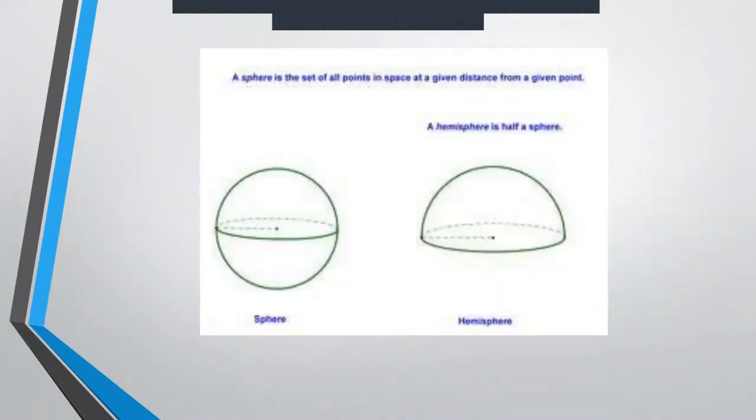So here is your sphere, completely done, and here is your hemisphere. If the sphere is in solid form, then the hemisphere will have the total curved surface area plus the circular part along with it. If it is not solid, then we will have only the curved surface area. So these things we have to understand as we go ahead with the questions. Moving ahead to the next slide.